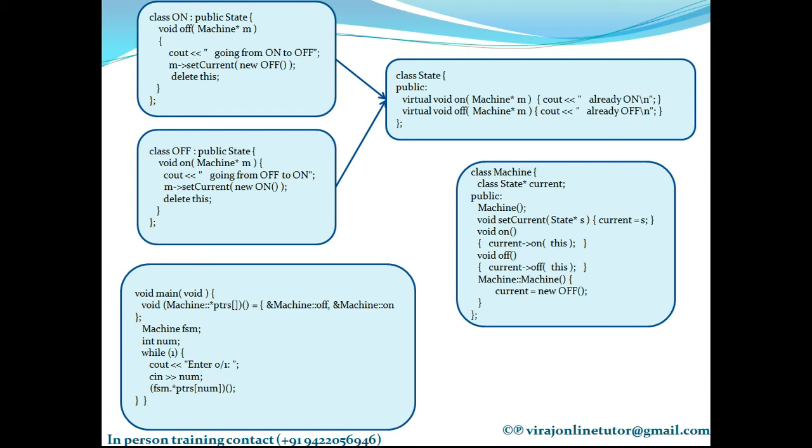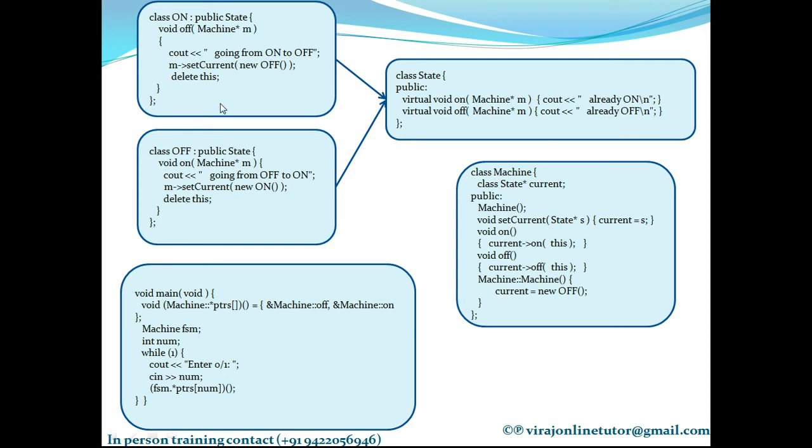Over here is a very simple example of an on off switch. The machine can be either on or off. I have a state machine wherein the machine can be in the on state or the off state. There is a state class that I have defined with two functions, on and off. The on function will print on the screen it's already on, and the off function will print on the screen it's already off.